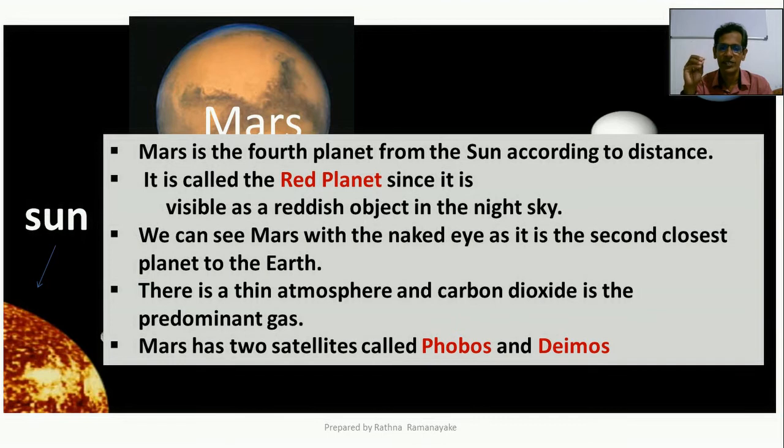Main gas in it. Mars has two natural satellites. They are known as Phobos and Deimos. What are the two natural satellites of Mars? Phobos and Deimos, right? How is planet Mars called? It is known as the red planet.